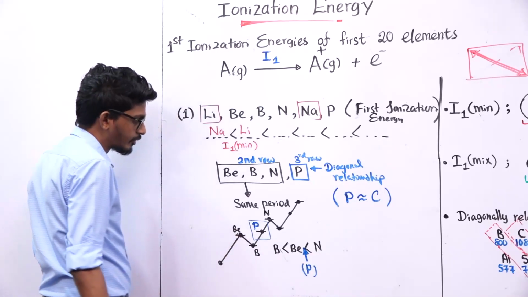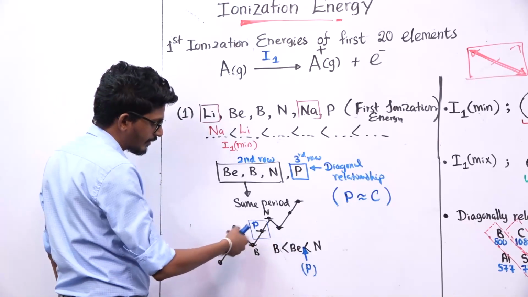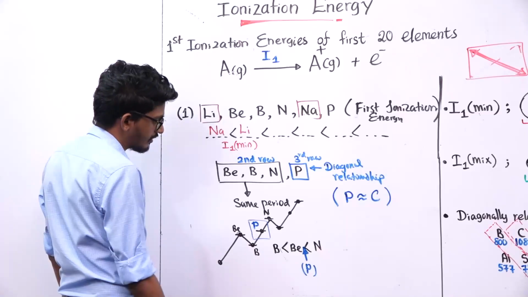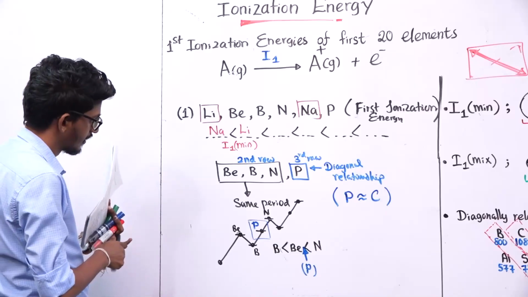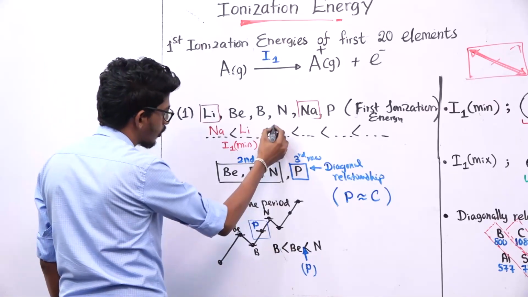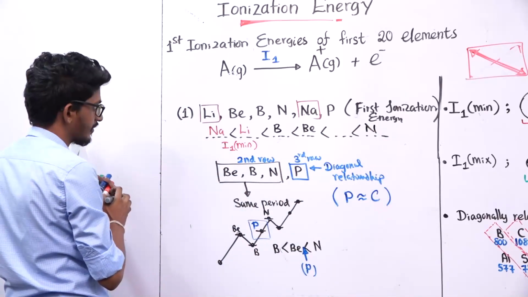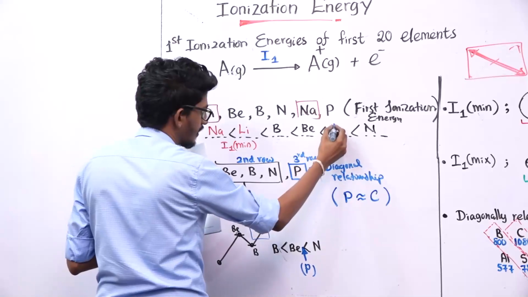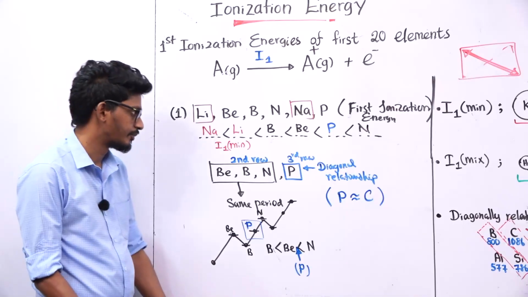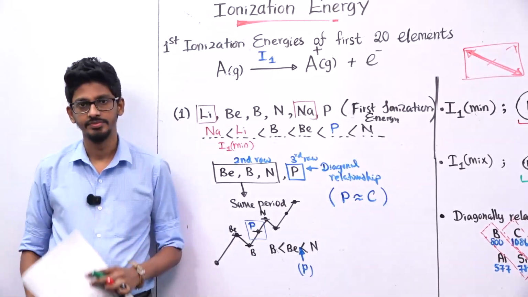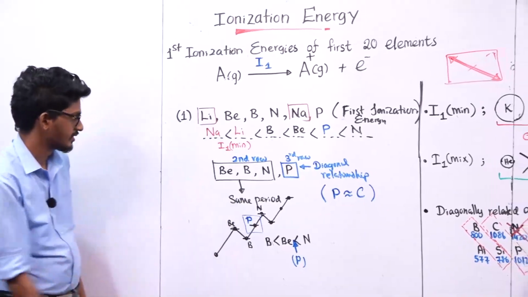To correctly locate phosphorus, we need the diagonal relationship. It says phosphorus can replace the carbon in your second row. So now the trend is: boron is here, beryllium is here, nitrogen is here, and phosphorus comes in between beryllium and nitrogen according to the diagonal relationship. That is how we are supposed to solve this kind of question. Now you can just do the workings and complete that question.